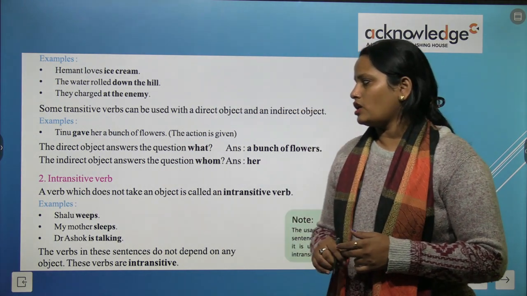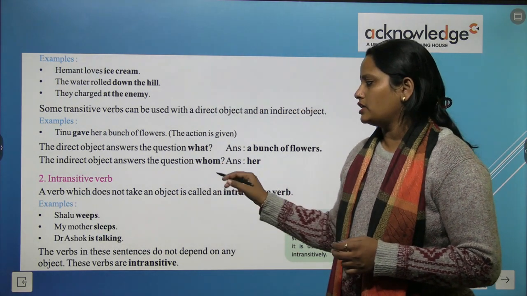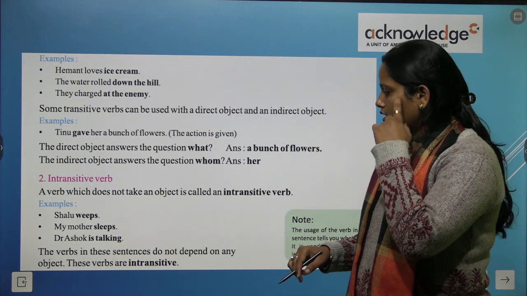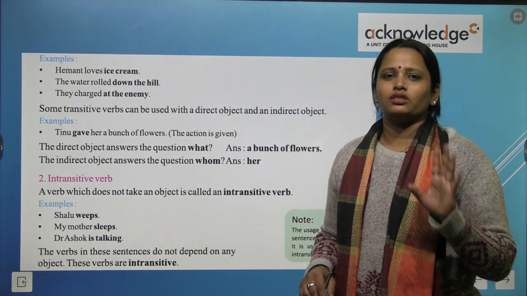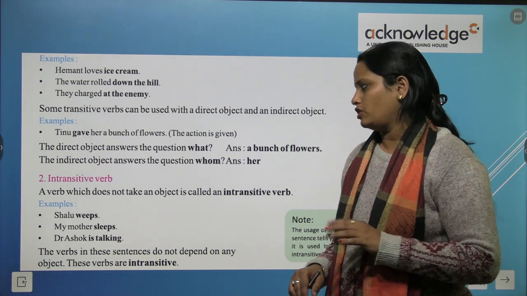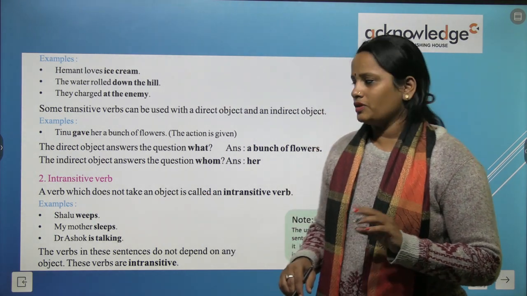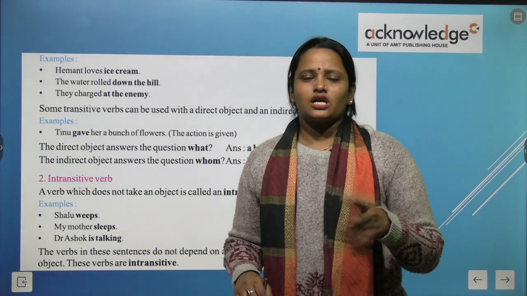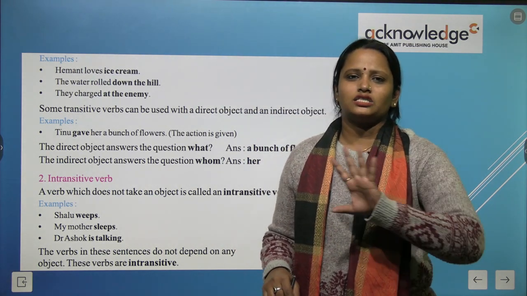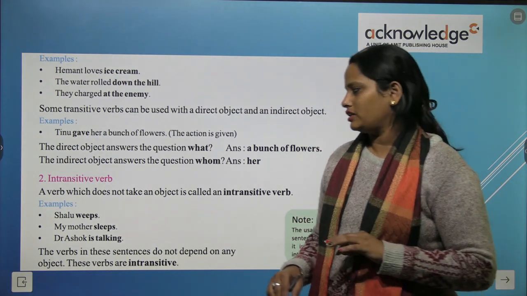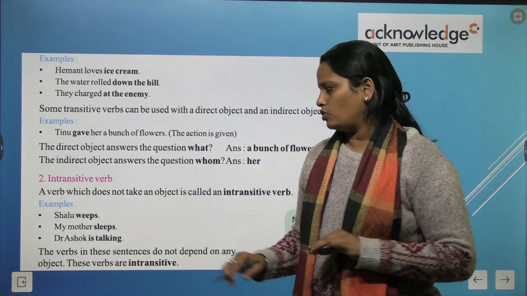Next is intransitive verbs. A verb that does not take an object is called an intransitive verb. So the verb that does not need an object is called an intransitive verb. For example, Shalu weeps. Shalu is crying. Now this sentence is complete in itself, it does not need any object. It is clear that Shalu is crying.